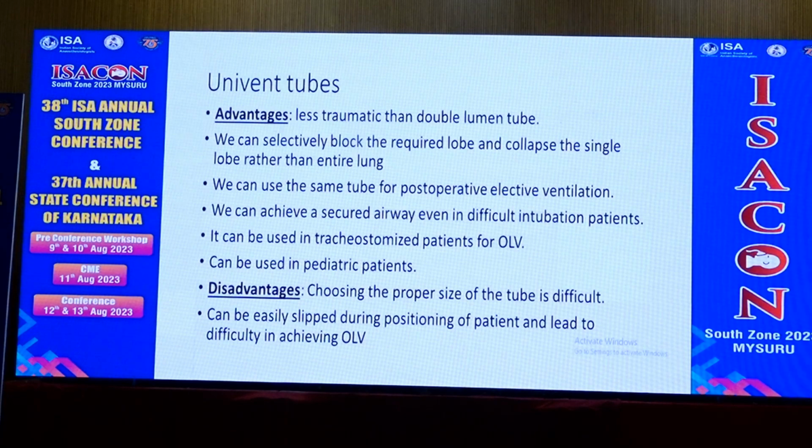Choosing a proper size of the tube is difficult because the bronchial blocker goes through the side channel when we secure it. If that bronchial blocker is not of sufficient size, we don't know whether it can block the entire lumen which we want to block. So choosing a proper size is a little bit difficult when compared to the double lumen tube. Once we block, it can easily slip after some time because of regular ventilation and regular manipulation by the surgeon, and then one lung ventilation may be lost.